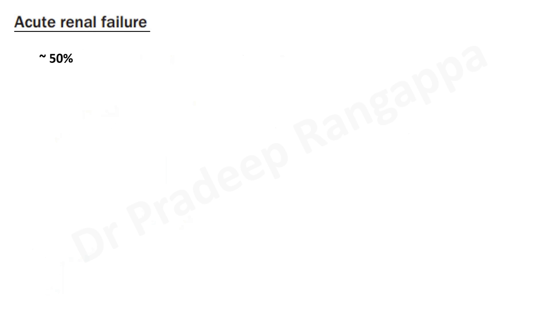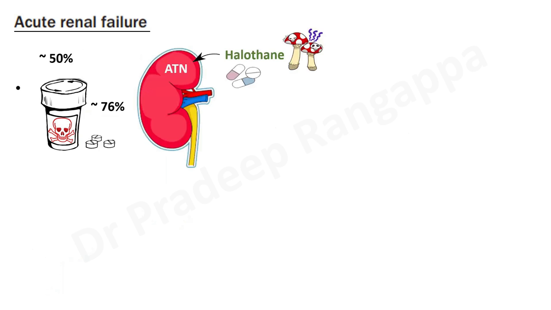50% of the patients of acute liver failure can end up having acute kidney injury, and 76% of the patients with paracetamol overdose can end up with acute kidney injury. And most of the acute kidney injury is due to acute tubular necrosis due to direct toxic effect of paracetamol or any of these drugs, halothane, or amanita phalloides, or mushroom poisoning, or any other drugs that lead to acute liver failure can cause direct acute kidney injury due to ATN, due to direct toxic effect.